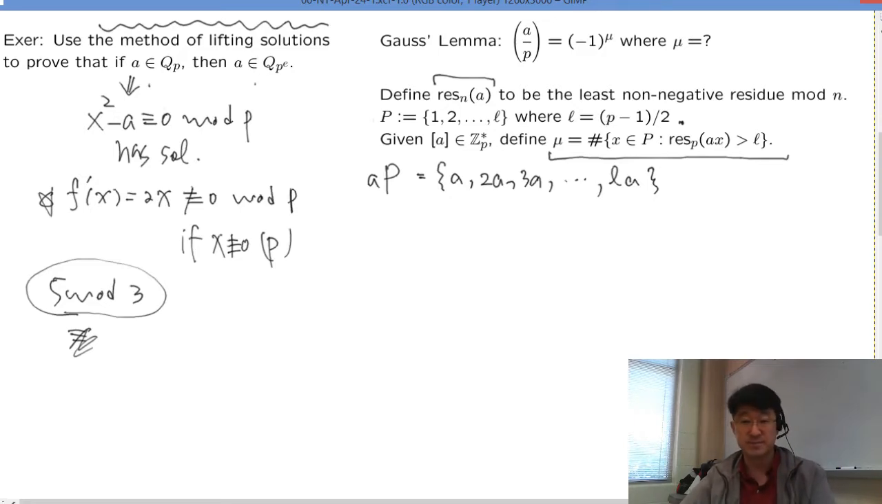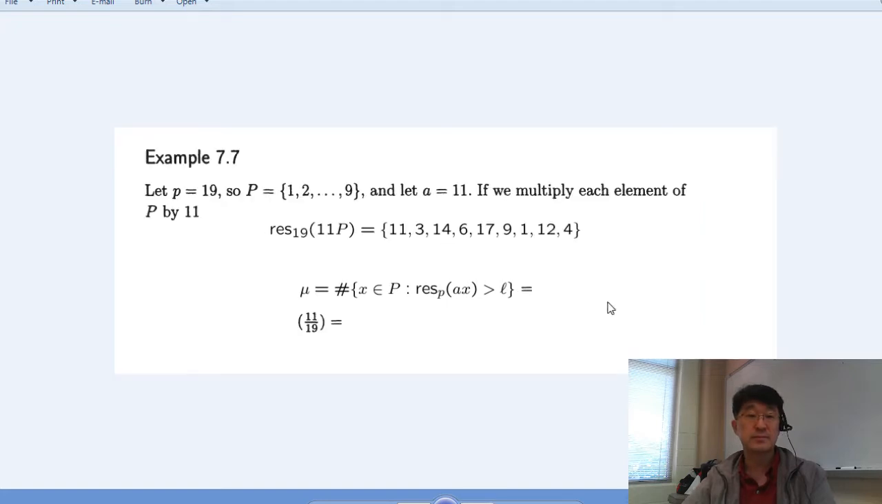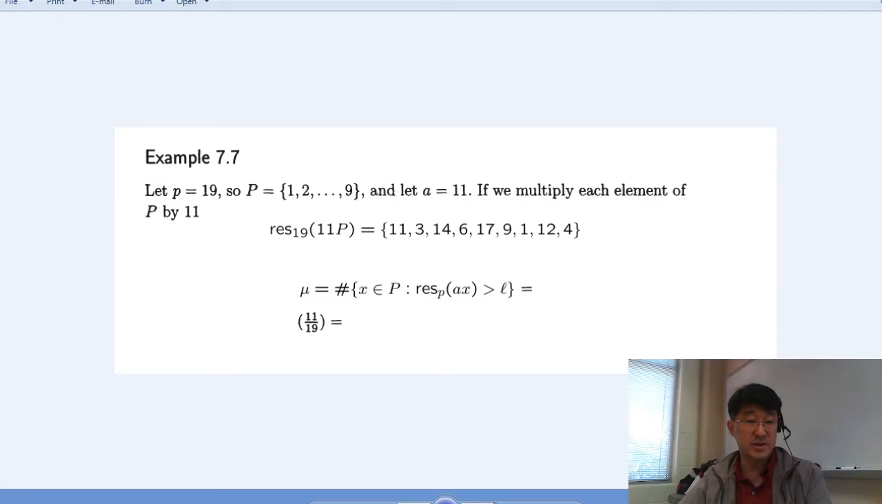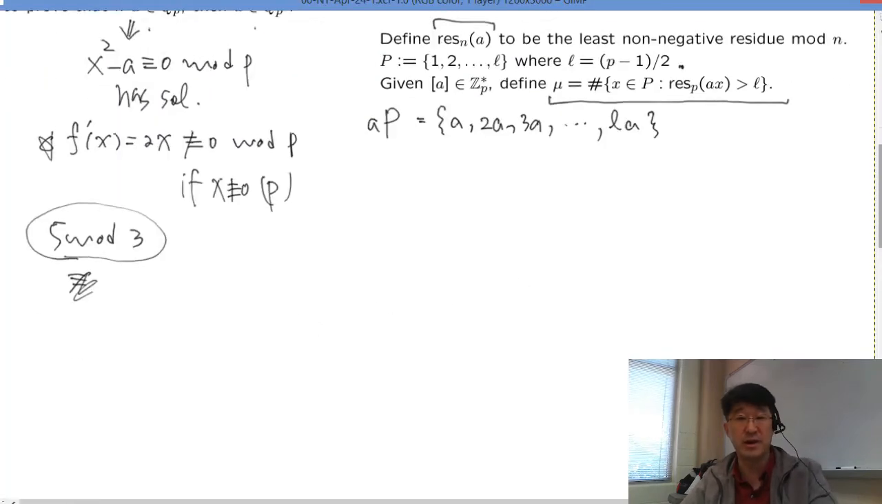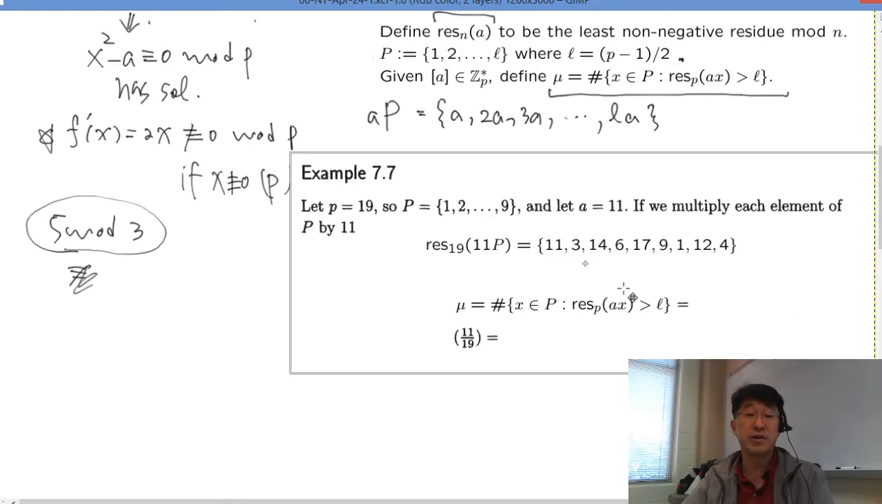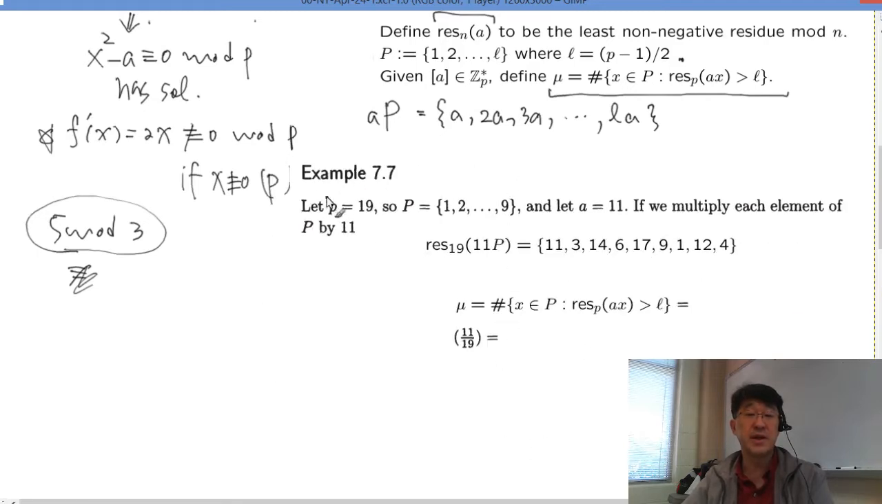So here's an example. This is a very silly exercise. It's about counting. I already did the computation. I think this computation you can do absolutely on your own. Example 7. P is 19, right? And we are measuring this 11 mod 19. Is 11 a quadratic residue or not? 1 or -1. That's what we're about to decide.